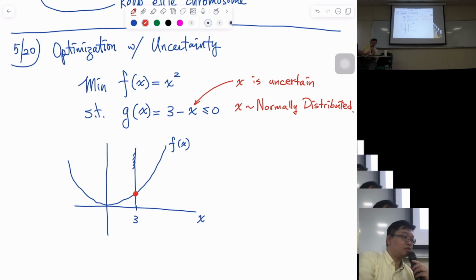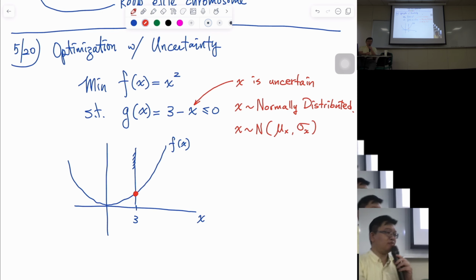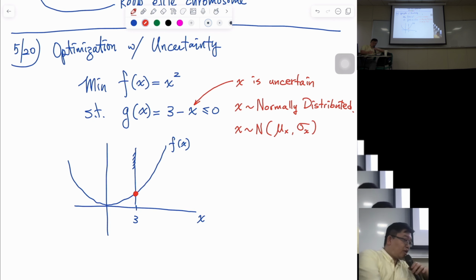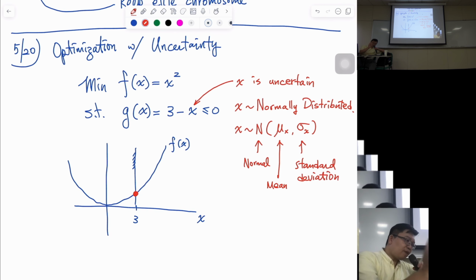So what does that mean? That means x could have a mean value and a standard deviation. Sometimes we write it in this way. This represents the normal distribution, this is the mean, and this is the standard deviation. Sometimes people will put a square right here, it depends, so you need to define your notation clearly. If you put sigma squared over there, then it's variance. Standard deviation squared equals variance.